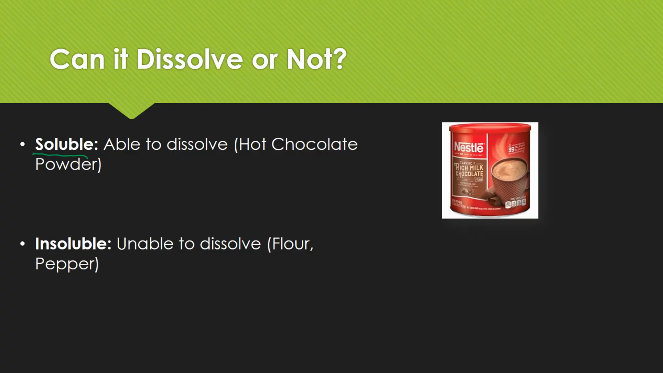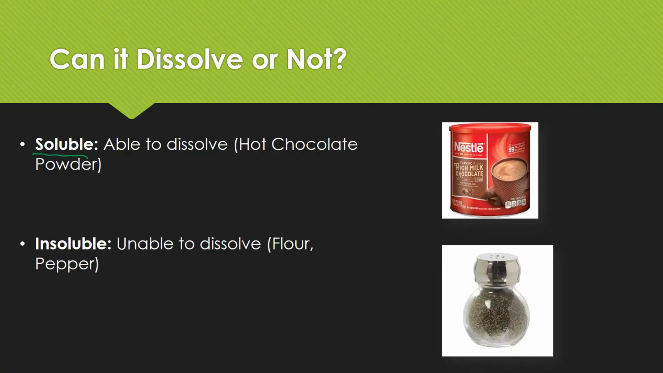So we learned from that last lesson that pepper is unable to dissolve. It's insoluble because it was not able to dissolve in the water mixture or flour. Are there other materials or solvents that could dissolve pepper? Absolutely, right? But unfortunately, in the case of pepper and water, the pepper particles weren't attracted to the water particles and it was unable to dissolve, making it insoluble.